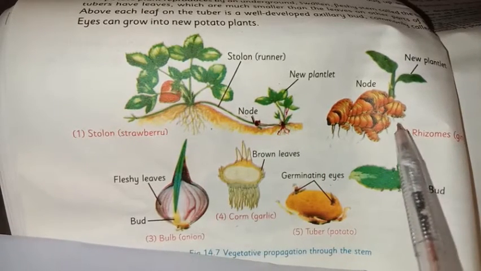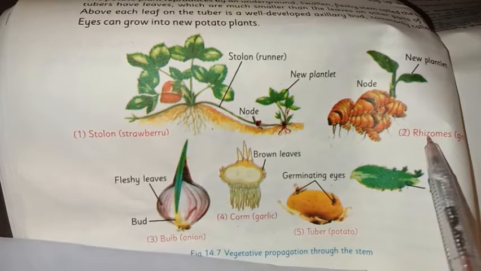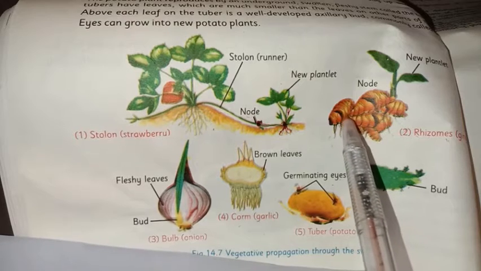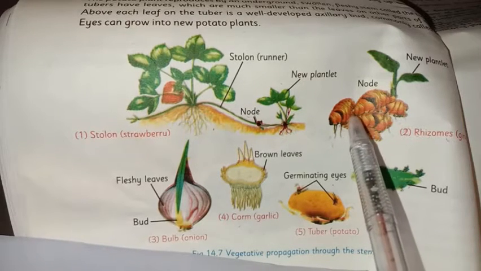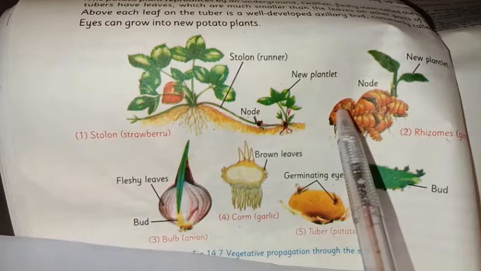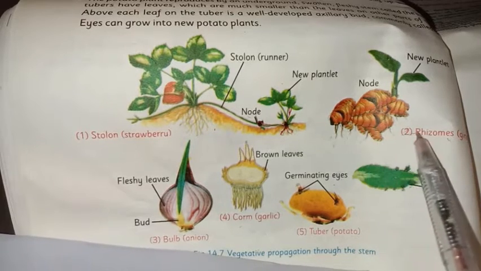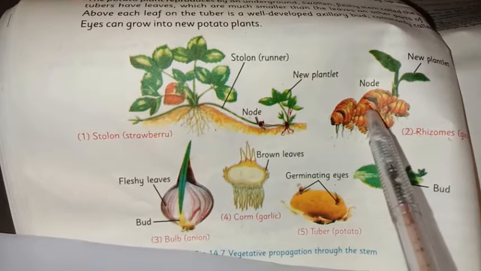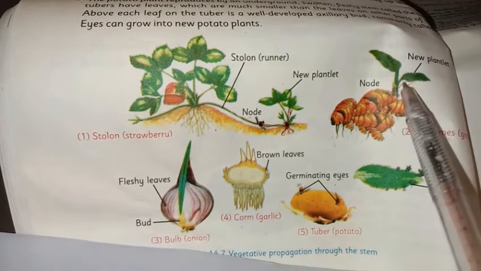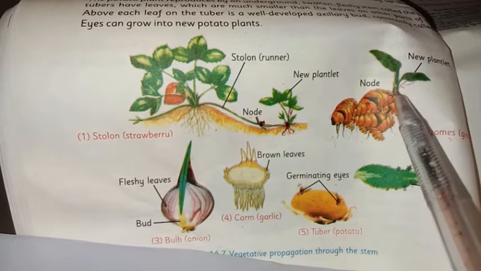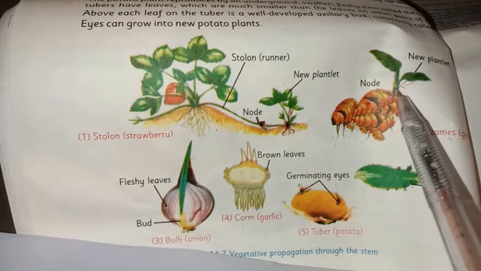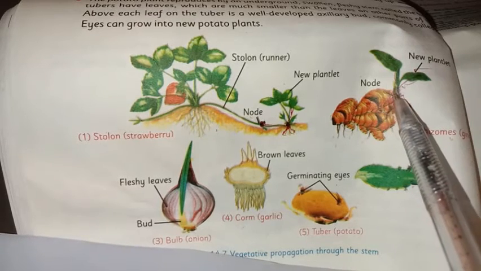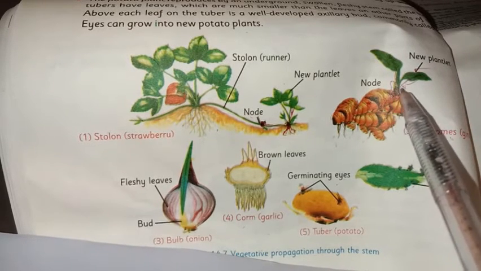Second, reproduction in rhizome or ginger. This is the rhizome, the horizontal stem. In ginger and ferns and garlic, there is a horizontal stem. Each horizontal stem is called a rhizome. Rhizomes also contain nodes. Each node then develops small shoots and then roots, and the small plant developed from the node is called a plantlet, and it is detached or converted into a new plant.